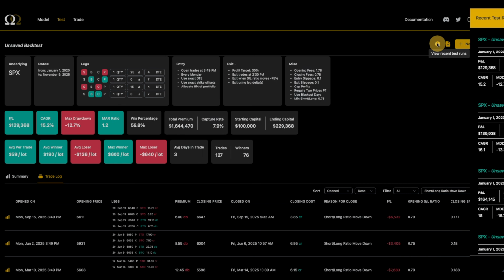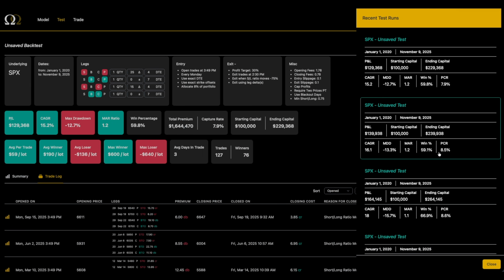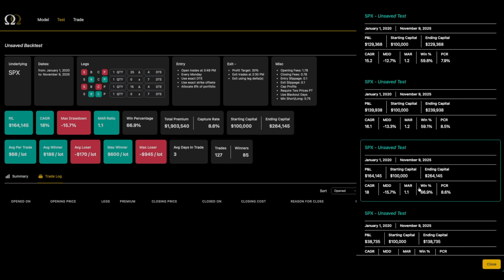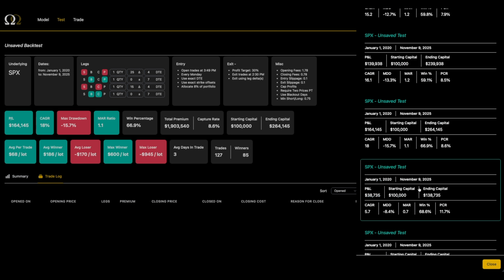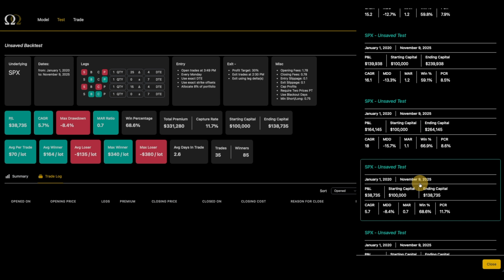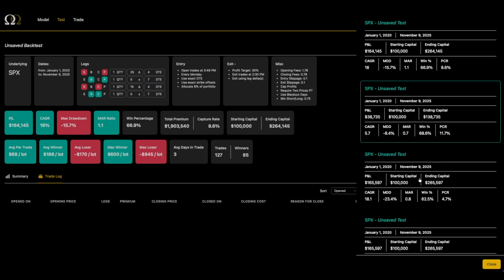And we have a capture rate of 7.9% here. So the capture rate went down a little bit. I think this one here with just the min short long on entry is the best one. Now, this is still a better MAR. It's a lower capture rate than our initial one.